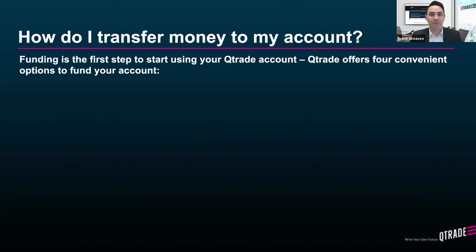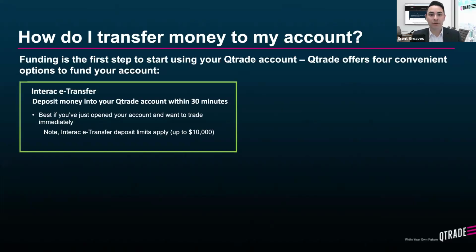Funding is generally the first step to start using your Qtrade account, and Qtrade offers several convenient funding options. The quickest and easiest way to fund your account is instant deposit through Interac. This funding option allows near instant deposit of your funds, allowing you to take advantage of potential moving markets sooner. Just keep in mind, it does have a limit of up to $10,000, depending on your financial institution, so keep that in mind when you're deciding on which method to use.